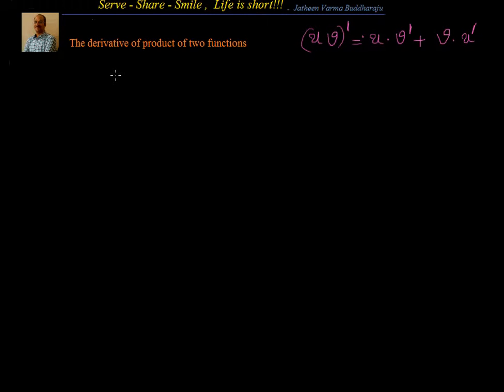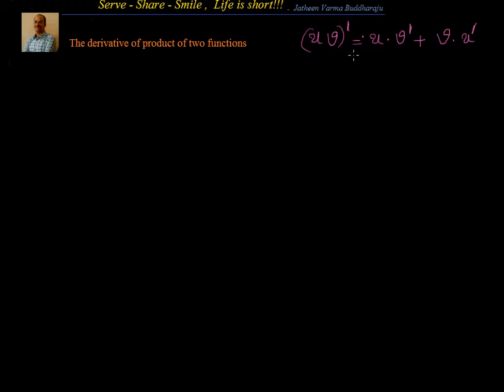In this session, let's look at how to find out the derivative of the product of two functions. That means we know that two functions are already differentiable. They have derivatives existing at x. We want to find out what is the derivative of the product of these two functions. For that, we will start with the same definition whatever we did earlier.